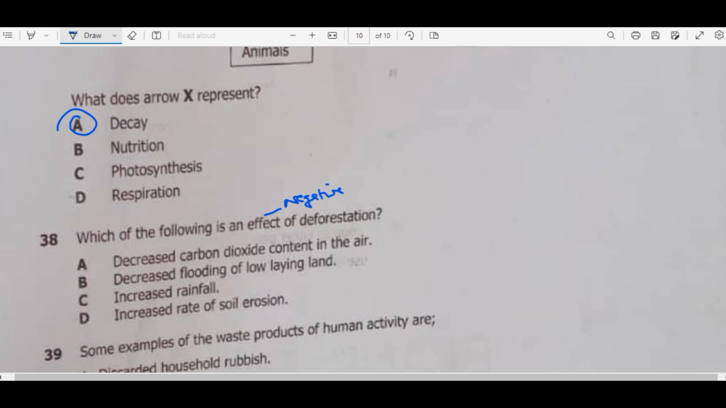So the negative impact of deforestation. When you look at the answers given, the answer here is increase in the rate of soil erosion. So soil erosion will be increased. Increased rainfall, unless we have a lot of plants. Decrease flooding of low-lying land has nothing to do with this. And then decrease carbon dioxide content in the air, unless we have a lot of plants, that's when carbon dioxide will be consumed. So the answer here is D. And then we can move on.